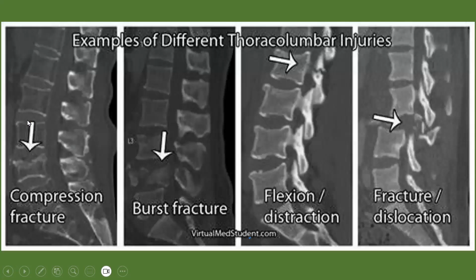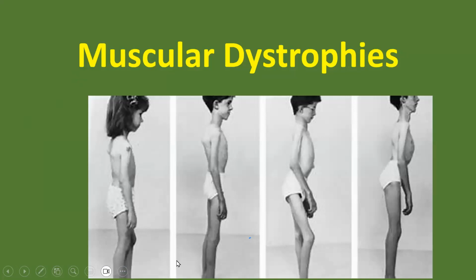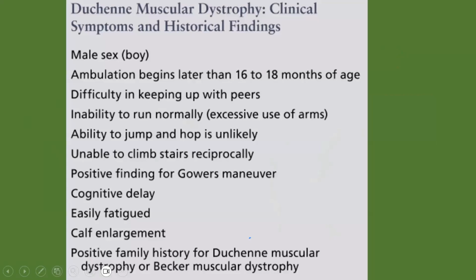Now we come to the interesting part of these lectures. Muscular dystrophy. It is a condition which affects males mainly. Ambulation begins later than 16 to 18 months of age in this condition. In muscular dystrophy, the Duchenne type, they have difficulty in keeping up with their peers. They have inability to run normally.